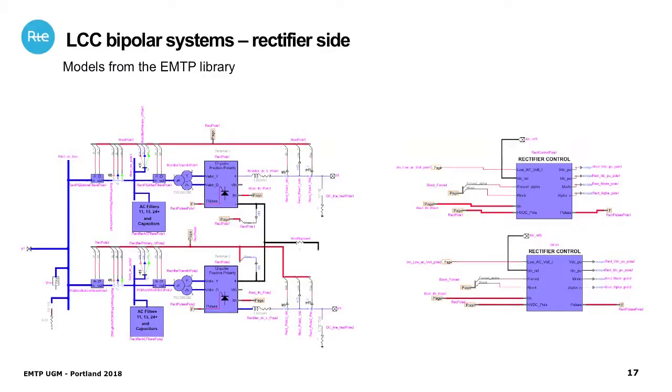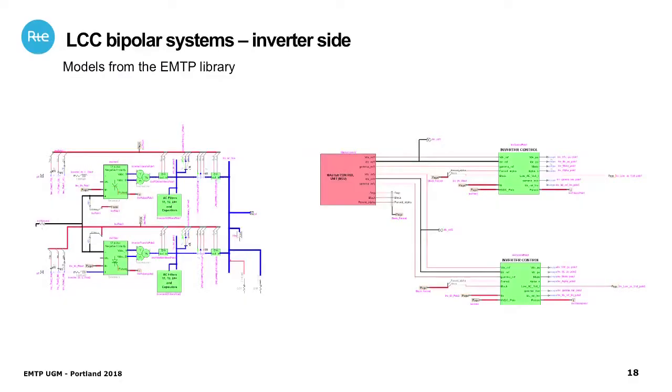For the LCC bipolar system, we have 4 LCC converters in the grid. We also use the one provided in the EMTP library, and we modified the main parameters in order to be consistent with the parameters and the voltage level, for instance, in this DC grid. So you have a model for the rectifier side and a model for the inverter side. The model of the high voltage equipment is the same. What is different is the control system and protection.